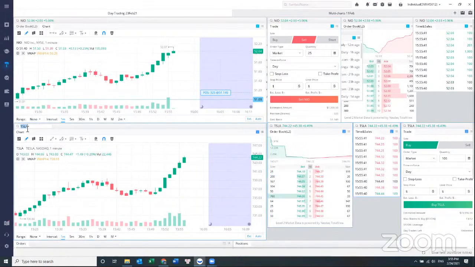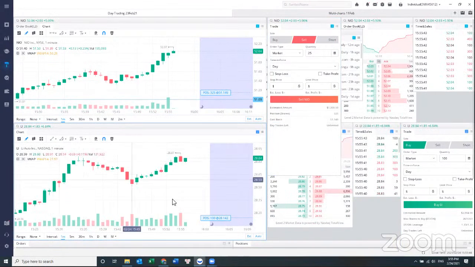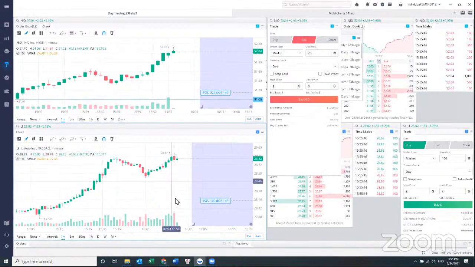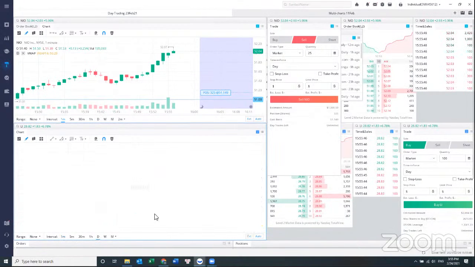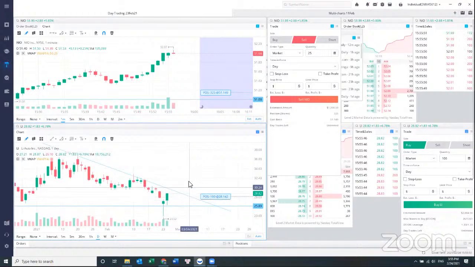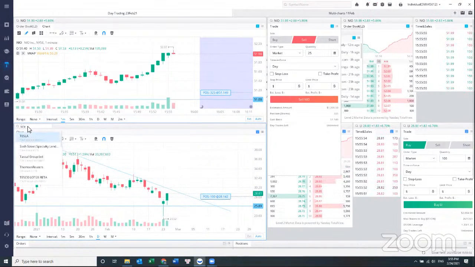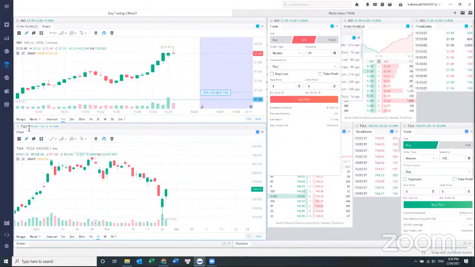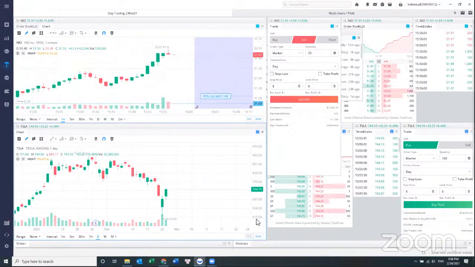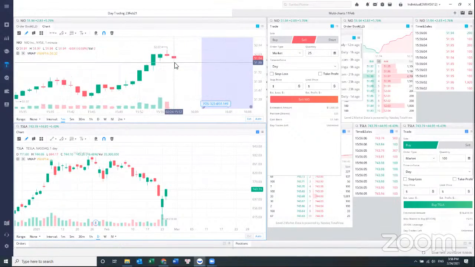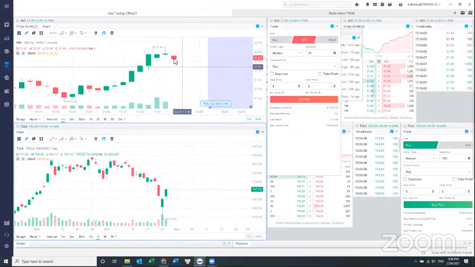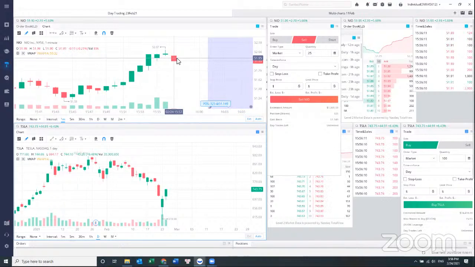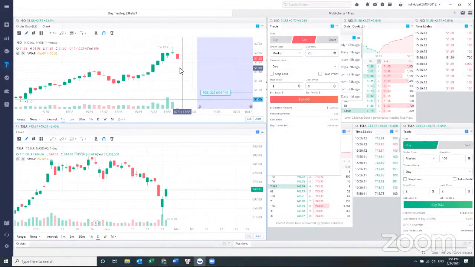Let's see what LI is doing. LI is just hanging out there. It's fine. Earnings is tomorrow. Hopefully it will go up. Let's take a look at Tesla again. Yeah, I was right to take a partial at 52.